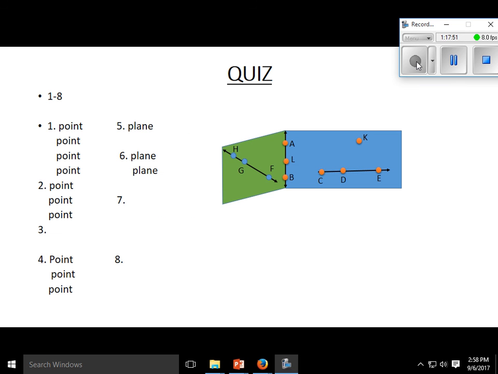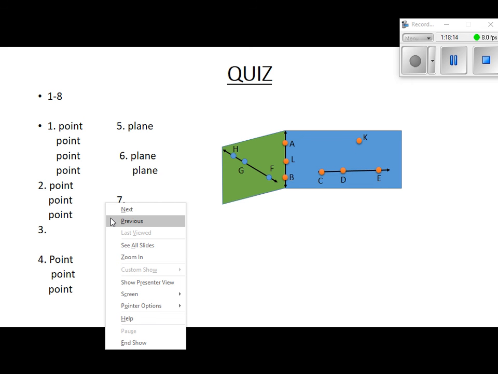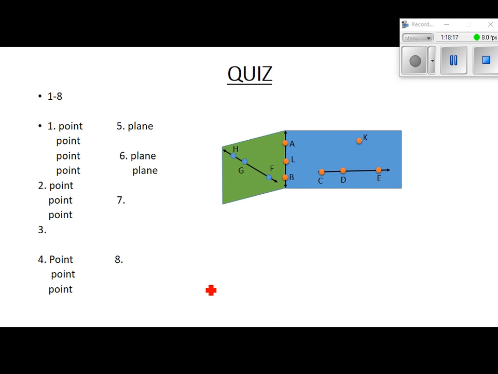All right, on this quiz, problem number 1 asks you to name just name 4 points. Doesn't matter what the 4 points are. So I'm just going to pick point H, point G, point F, and point B. You could have named any of those points. Doesn't matter. Number 2 says name 3 collinear points.